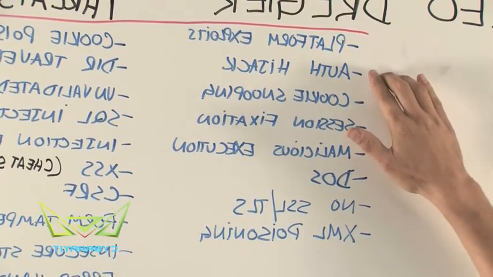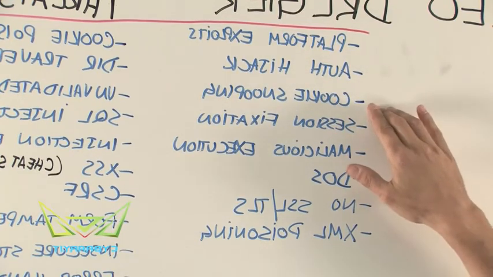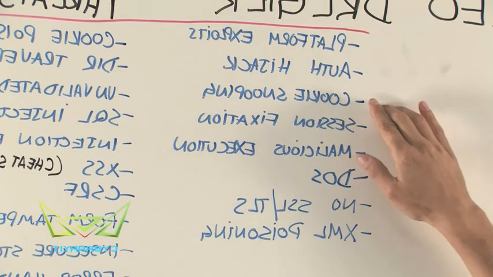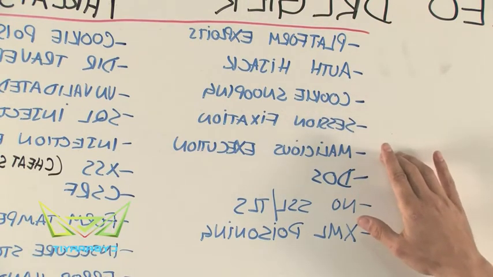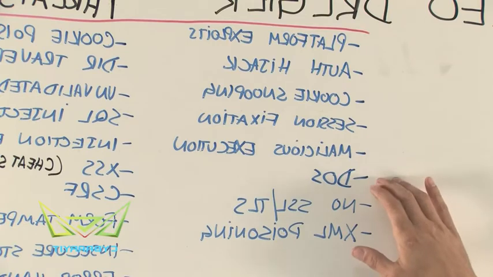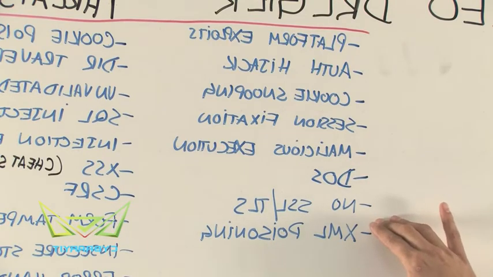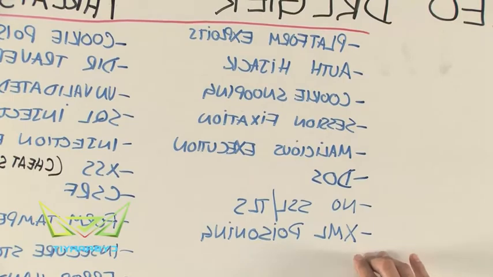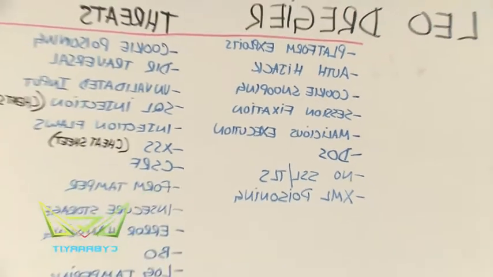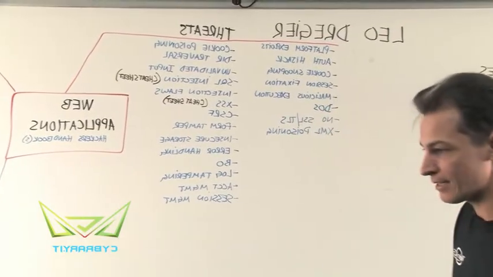Authentication hijacking, see the session hijacking module. Cookie snooping, just finding out what's in the cookie in itself. Session fixation, tricking the user. Malicious code execution. Denial of service, that's its own field of study. No encryption, no SSL, no IPsec, no transport level security, even XML poisoning. These are all potential threats for things to go wrong in the world of web application pen testing.